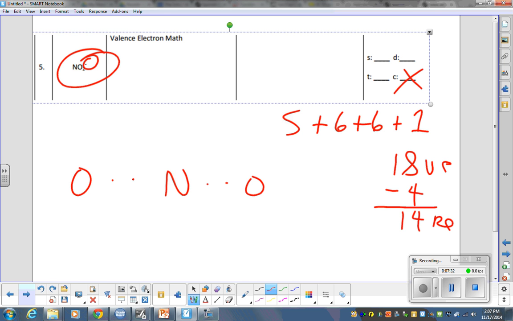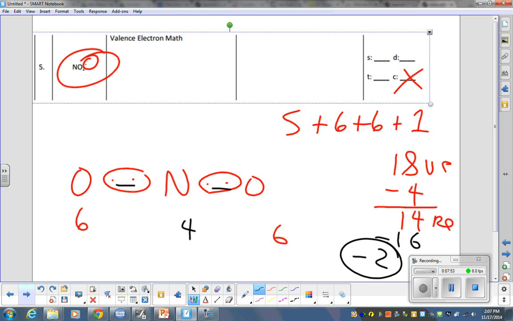Then I go needed. Based on what's drawn right now, oxygen only has 2. Outside's always going to be 6. According to these 2 and these 2, nitrogen has 4, so it needs 4 more. So 6 plus 4 plus 6 is 16. What's 16 minus 14? Or 14 minus 16 is negative 2. Negative 2 equals 1 double bond.